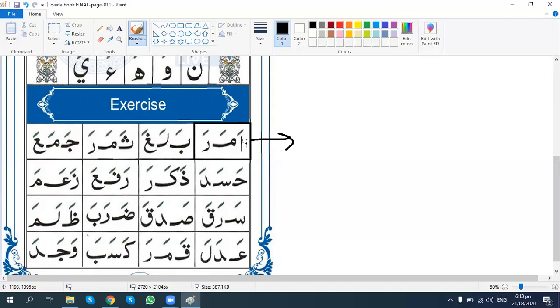The first letter we have is alif, and because alif has no sound, we just pronounce the sound of fatha. It is a. Then we have meem with fatha. The sound of meem is m, and there is a fatha, so it will be a. We add both sounds together and it becomes ma. And when we add it with the previous, it becomes a-ma.